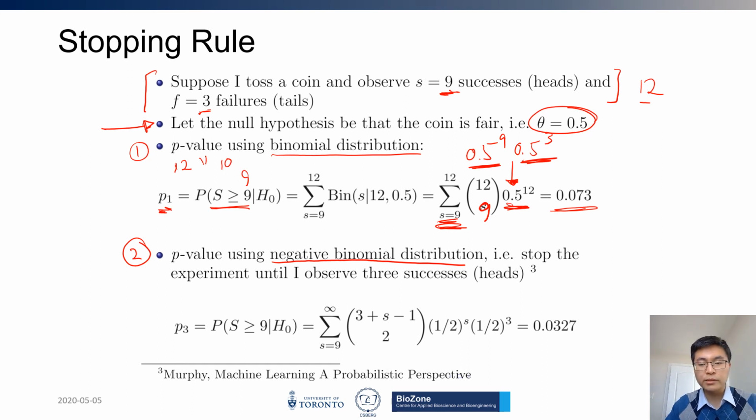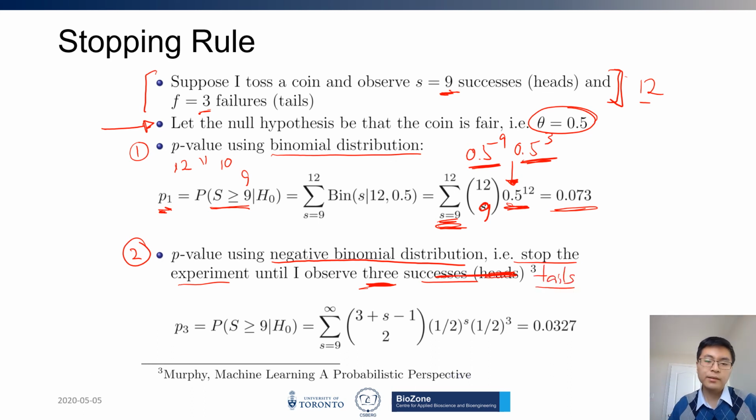What is the negative binomial? It's essentially you stop until you observe a particular number of successes or failures. In this case, we can explain this data by saying, okay, stop the experiment until you observe 3 successes, 3 tails actually in this case.